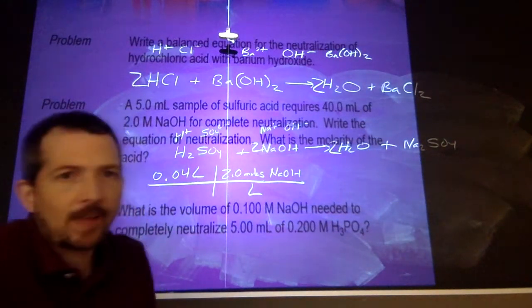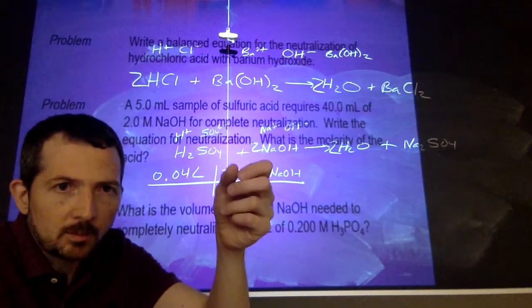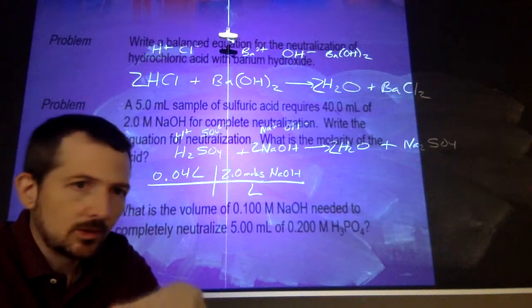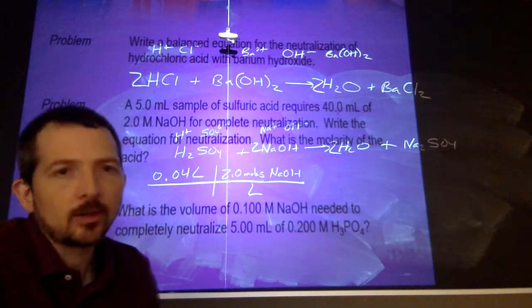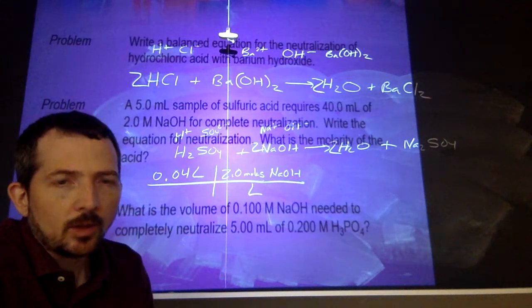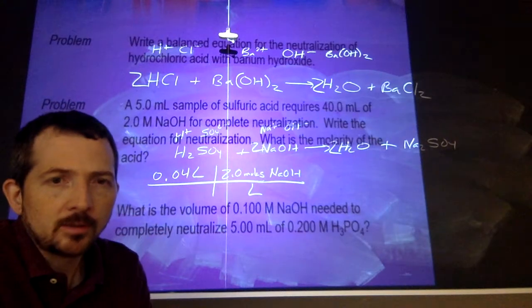So I have this 5 milliliters of sulfuric acid in my flask, and I'm dropping 2 molar solution into it, and it takes 40 milliliters to where I just get that faint pink color. So I know it's completely neutralized at that point. So now I know the number of moles, so that was the first step, find reacting number of moles.